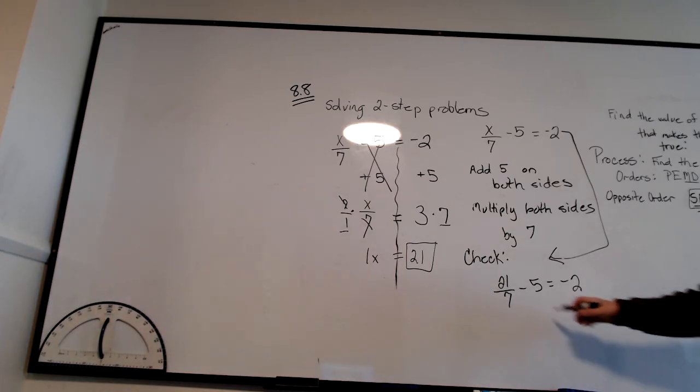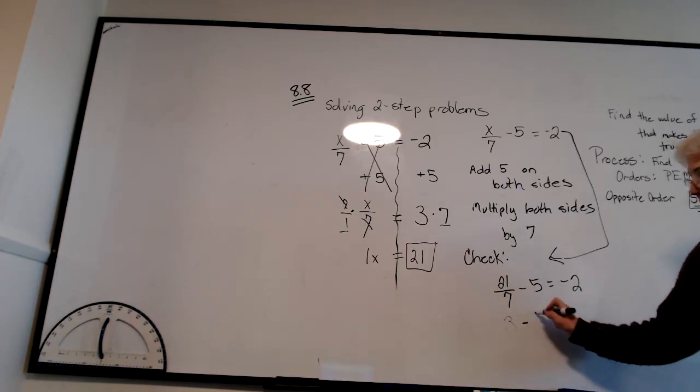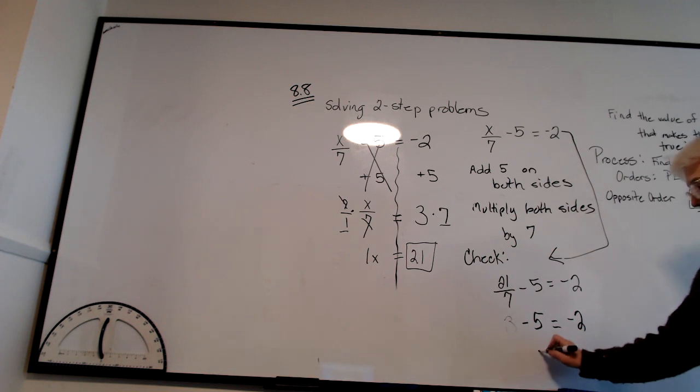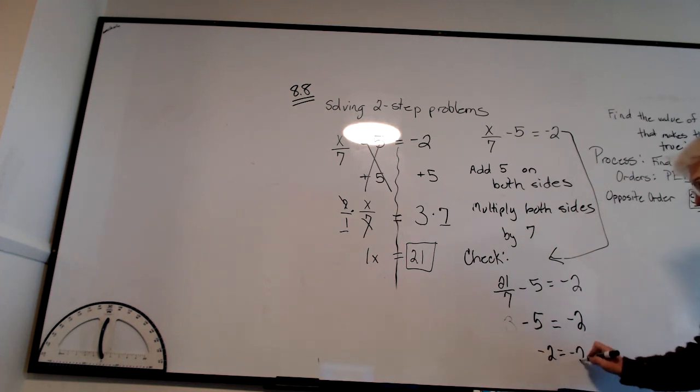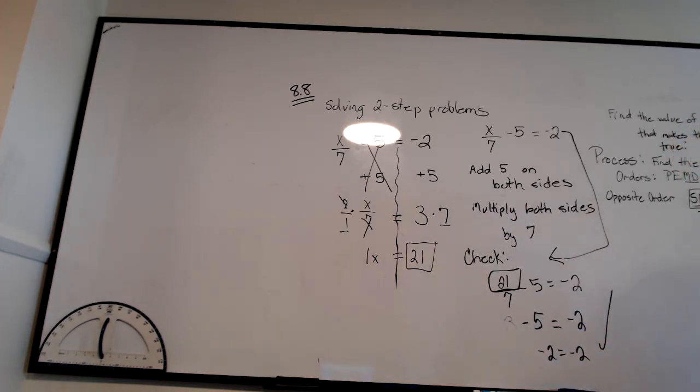So on this one, 21 divided by 7 is 3. 3 minus 5 is what we have. Is 3 minus 5 equal to -2? Yeah. That's -2 equals -2. Check. I know that answer I just got is correct because when I put it back in, it made the equation true. So you can check every answer you get because of that.